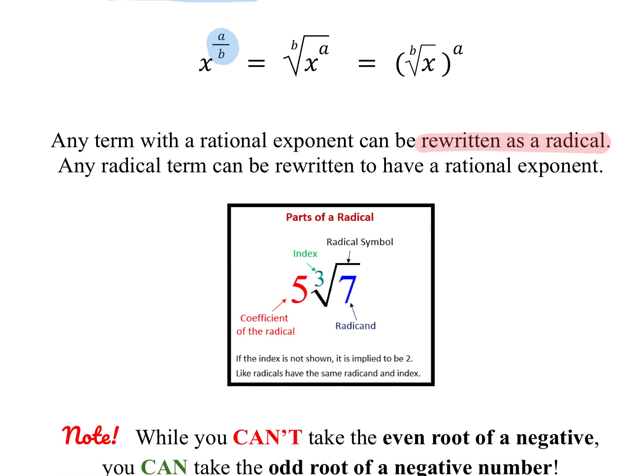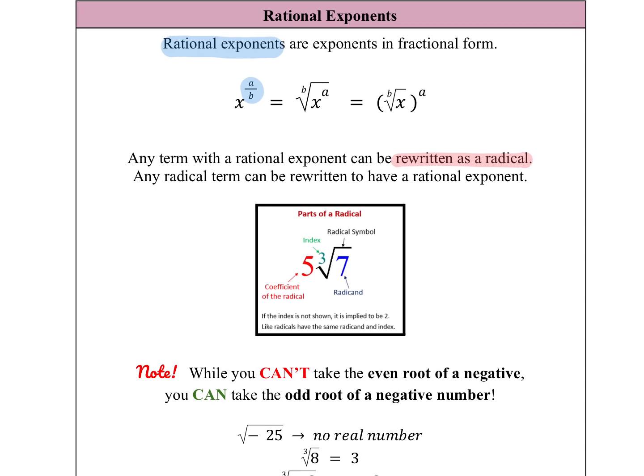And then just some other vocabulary here. The inside of your radical is called a radicand. And then radicals can have coefficients, just like variables can have coefficients. So one thing today, we're not just going to be working with square roots. We will be working with cube roots, fourth roots, fifth roots, so on and so forth.